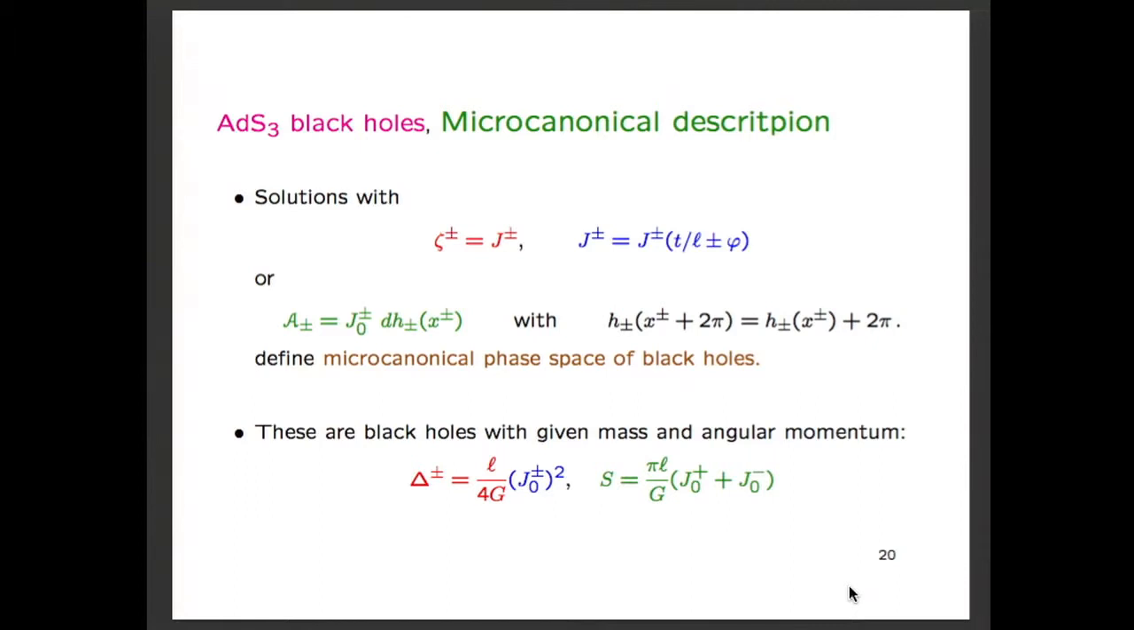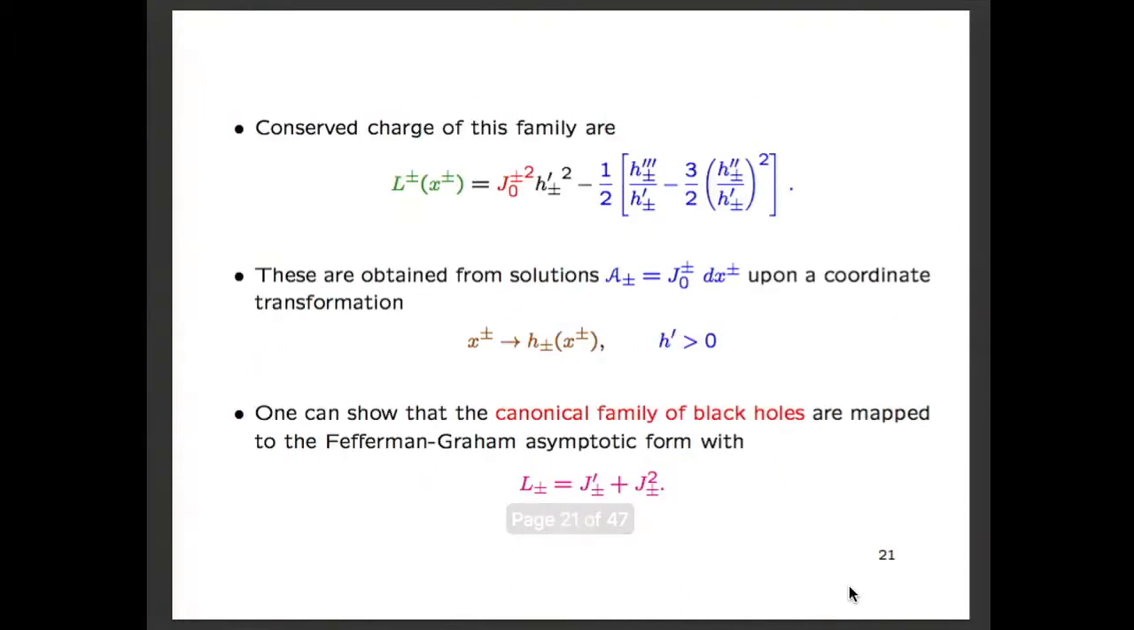For real J naught, I'll have black holes, but in a microcanonical description, in the sense that I have fixed the mass and angular momentum of the black hole instead of the temperature. So I gave you two general classes of solutions. And if you want, there could be a map between the canonical and microcanonical descriptions.